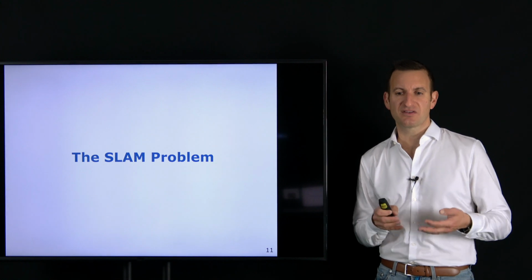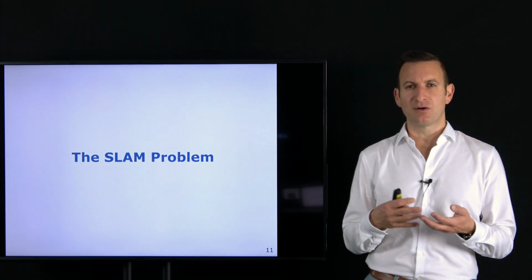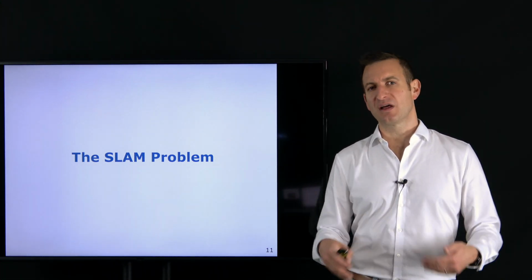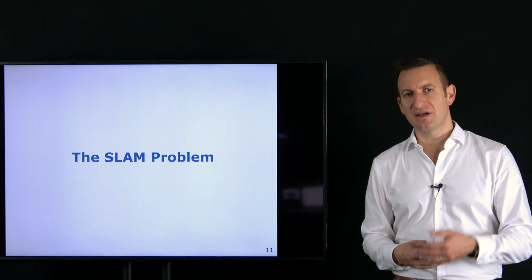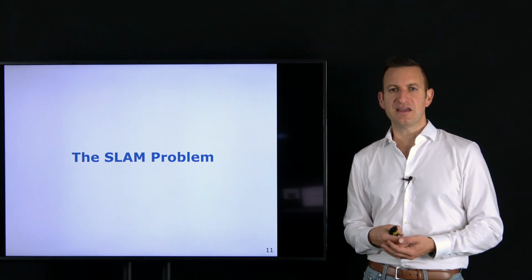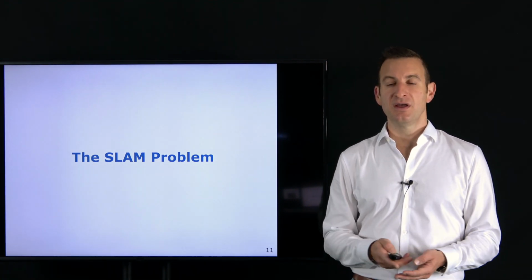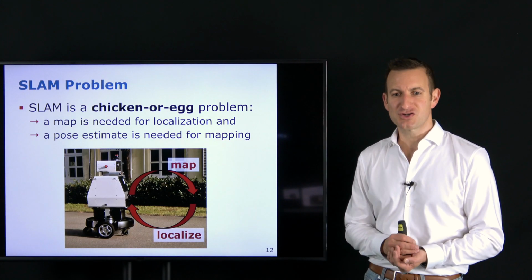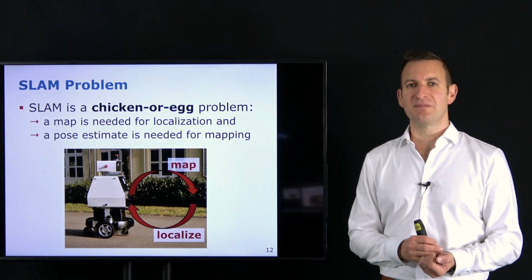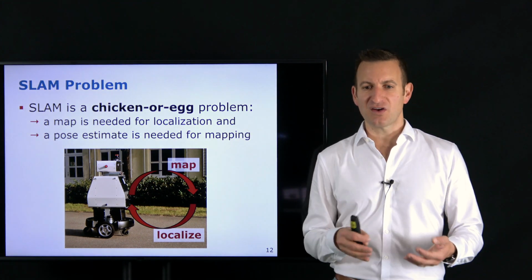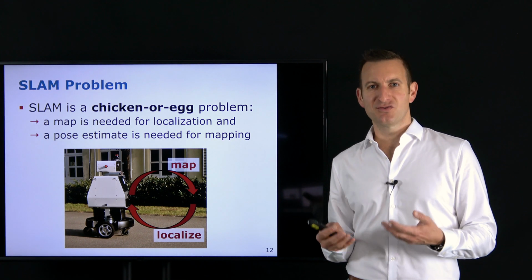Let's dive into the SLAM problem and motivate it a little bit, so that we can later on, in subsequent lectures, dive into individual realizations of the simultaneous localization and mapping problem. The SLAM problem is often referred to as a chicken-or-egg problem, because if we look at a mobile robot, we can say, okay, we actually need a map to localize ourselves.